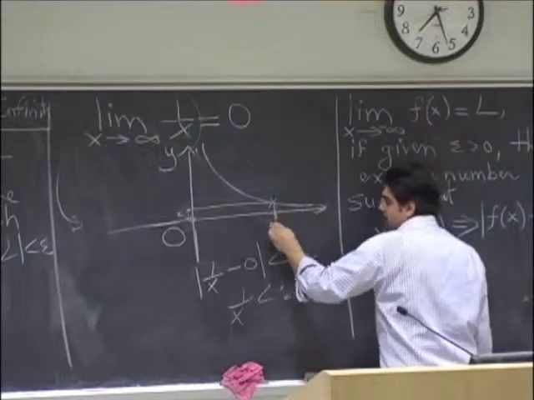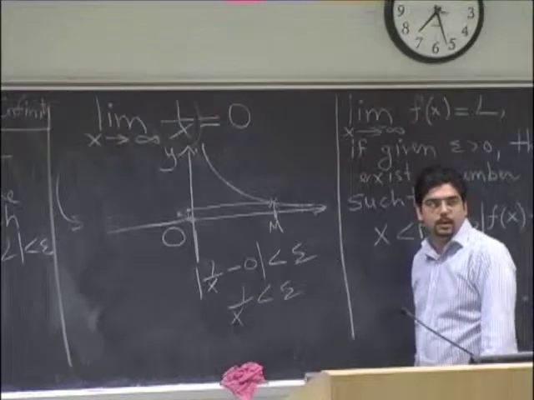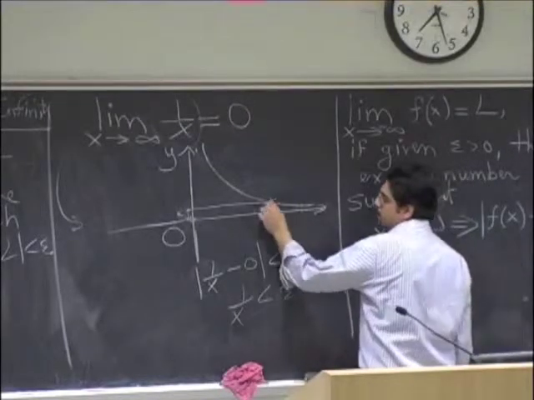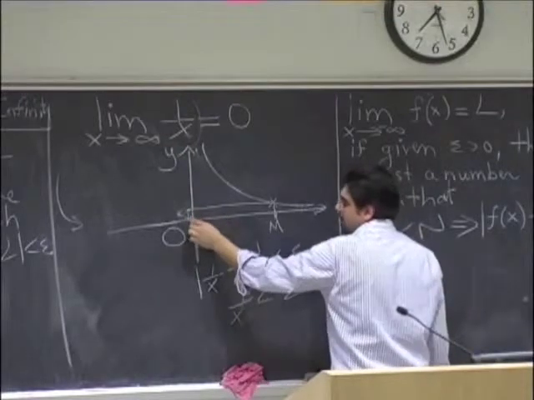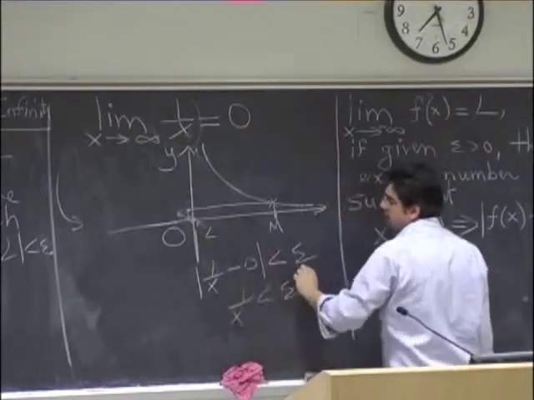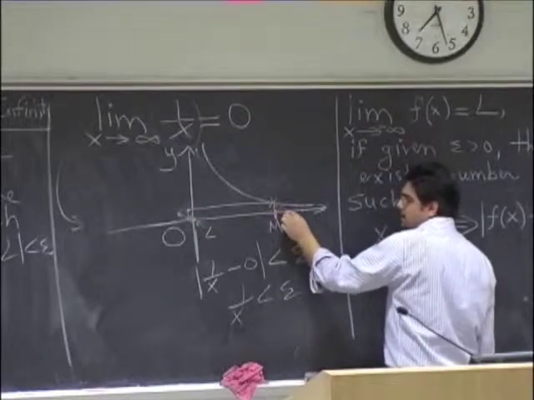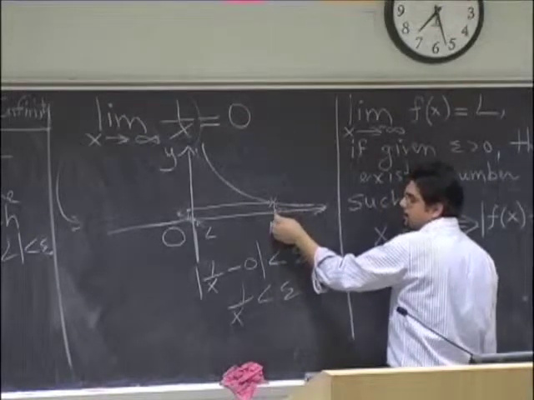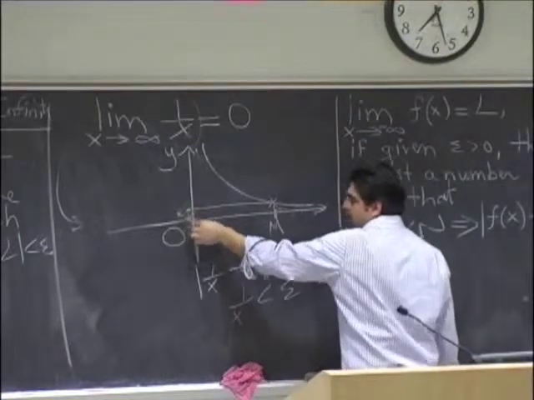That's the number m I'm talking about in the definition. If I want my y values to be epsilon away from the limit, which in this case is 0, then I just have to find an m so that when x is larger than m, which means to the right of that, my function values will be within epsilon away from 0.